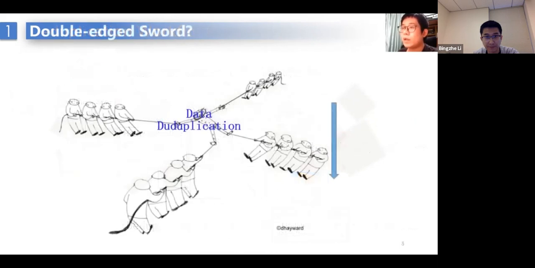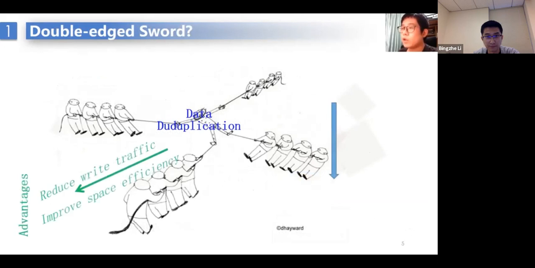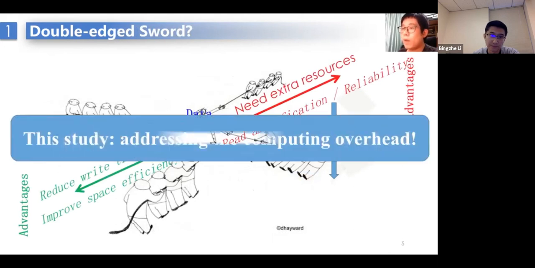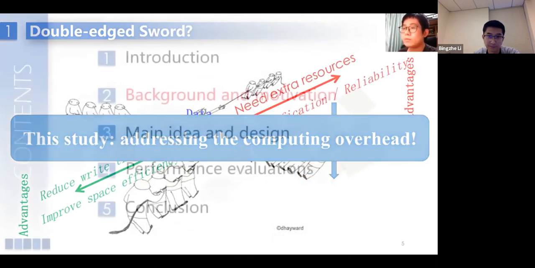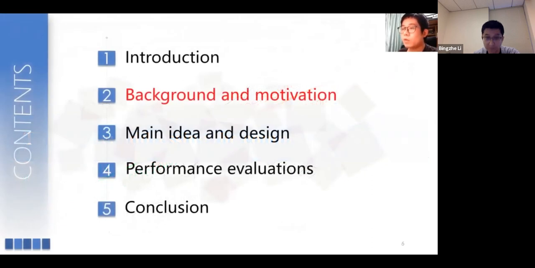Although inline deduplication is a popular technique to reduce the write traffic and improve the space efficiency for flash-based storage, it has some shortcomings as well. In this paper, we aim at addressing the computing overhead. Background and motivation.